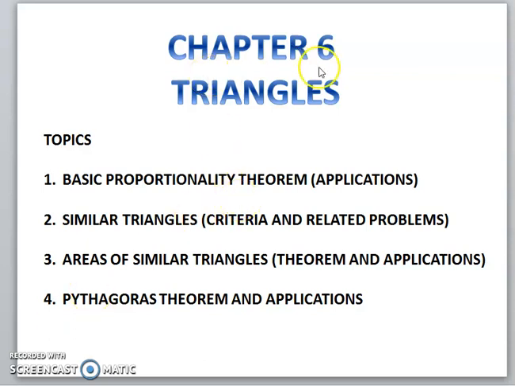We will start with chapter 6, triangles. The topics that we are going to discuss here are basic proportionality theorem and applications, similar triangles, criteria and related problems, areas of similar triangles, theorem and applications, and lastly Pythagoras theorem and applications.